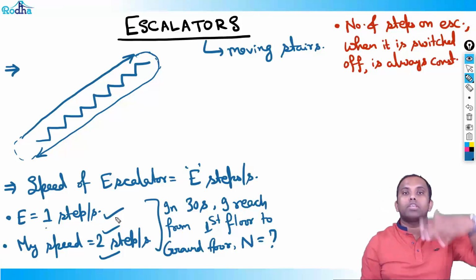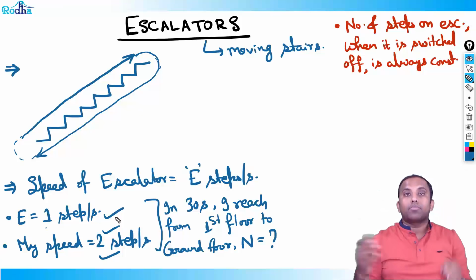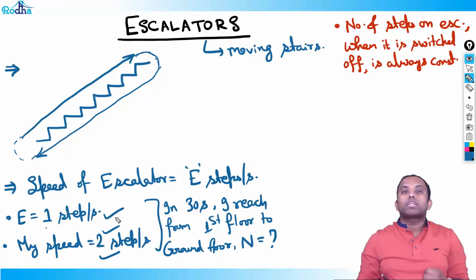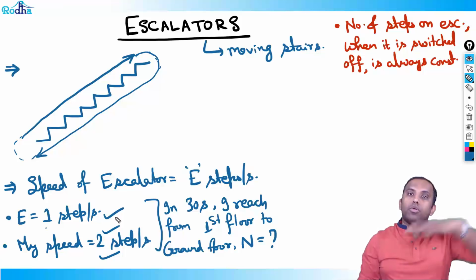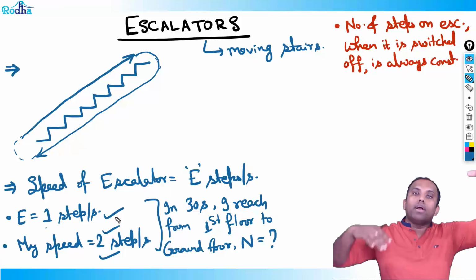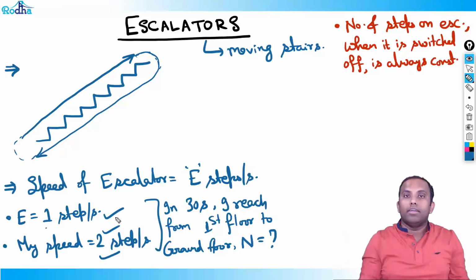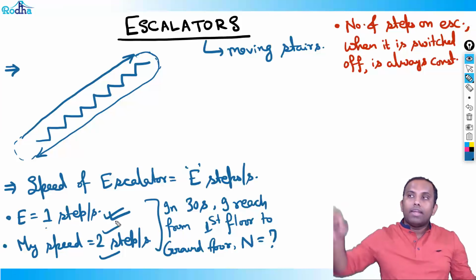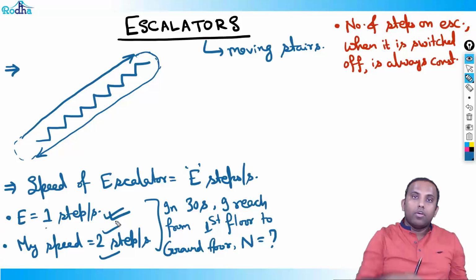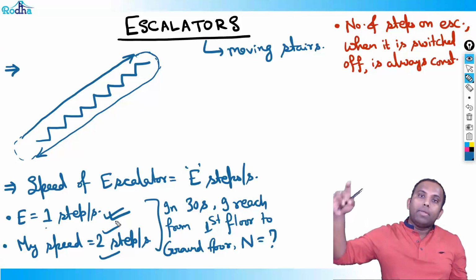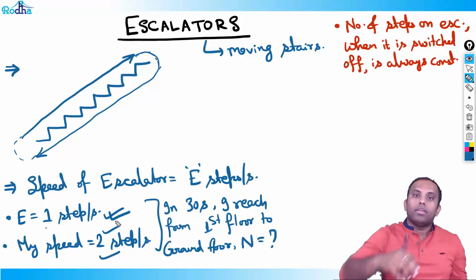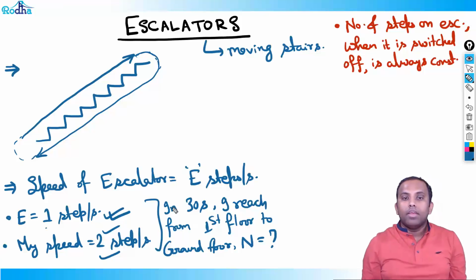2 steps per second, 3 steps per second is our speed, right? That is when I am putting in extra effort. Then the escalator is also moving, taking me up, and I am also going up by my effort, right? So both are added. So in this case, the escalator is coming down at the rate of 1 step per second, and I am coming down and jumping steps at the rate of 2 steps per second, and in 30 seconds I reach the ground floor from the first floor.